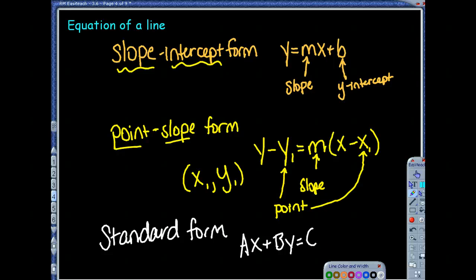Standard form. Given a standard, it's not going to really help us with this. This isn't one you're going to start with, at least. There may be times where you're asked to put an equation in standard form, but typically what we're going to be looking at, you're going to be given those other pieces and writing those other equations.